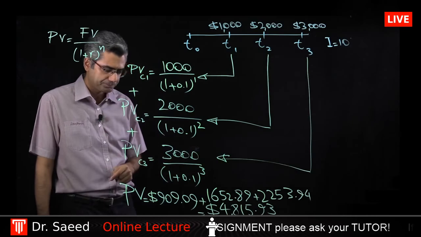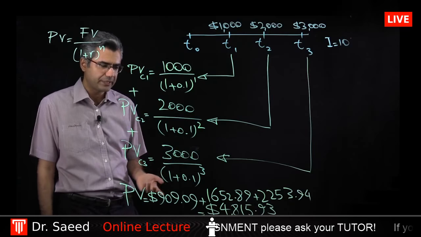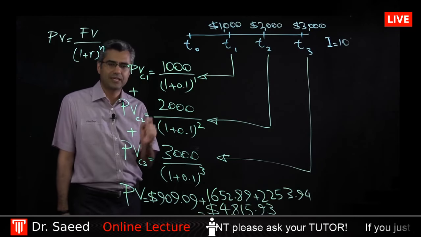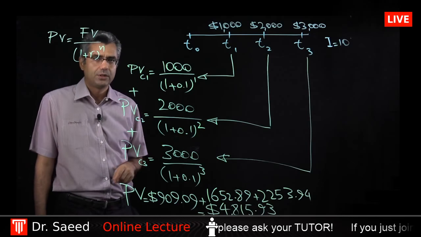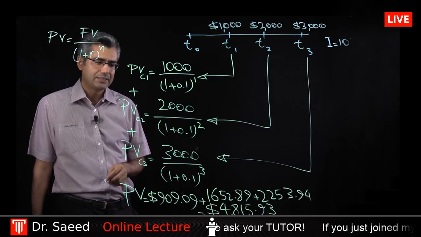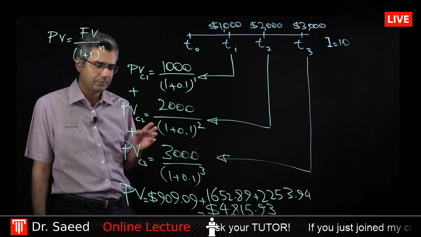So the present value of these three cash flows today at the interest rate of 10% is 4,815.93 US dollars. You may use your financial calculator to do the same calculation as well, but you need to use the cash flow mode of your calculator. For more information, please watch the video on the Texas Instrument instruction.